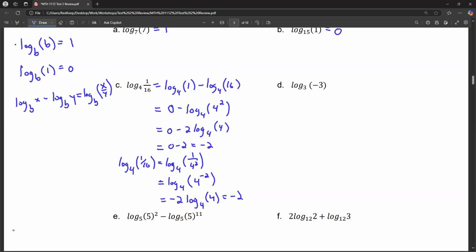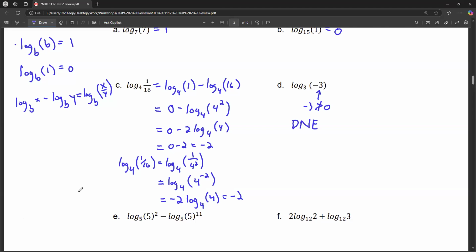Moving on to part D. This one is pretty straightforward if you remember that the argument, the thing inside the logarithm, has to be greater than 0. In this scenario, when we plug in negative 3, that negative 3 is not greater than 0. So we can just say we can't evaluate it, it doesn't exist. You can write DNE if you want. You can give the motivation as to why it doesn't exist, because the argument has to be greater than 0 inside a logarithm. Whatever you prefer on that one.